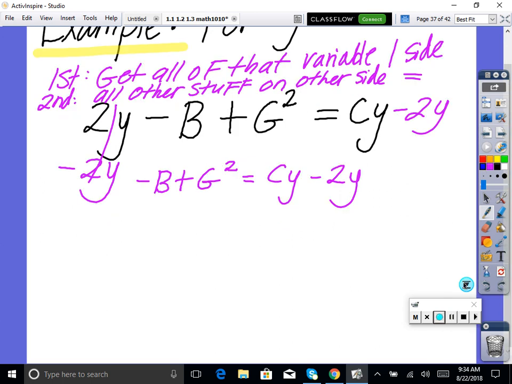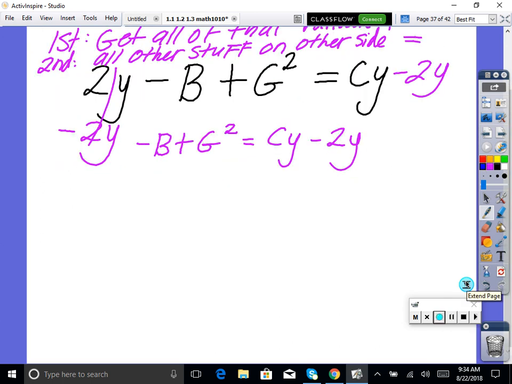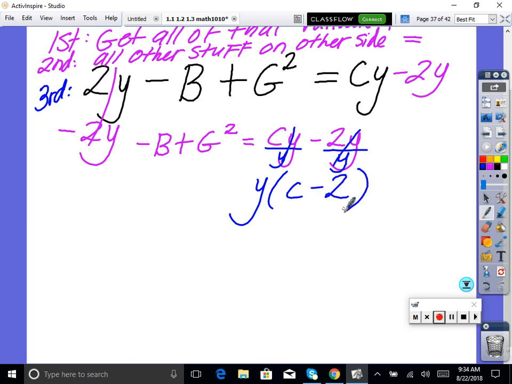Now your third step, write this down: factor out the variable. Since there's a y in each of these, I can factor that out. So what I'm going to do is factor out a y. When you factor something out, you technically divided it out, but you got to write it first. It didn't disappear into thin air. And then left is c minus 2. Well, look at that. Now we only have one y.